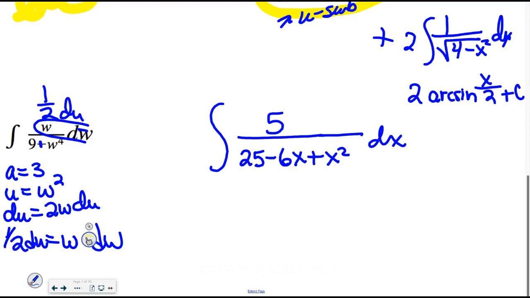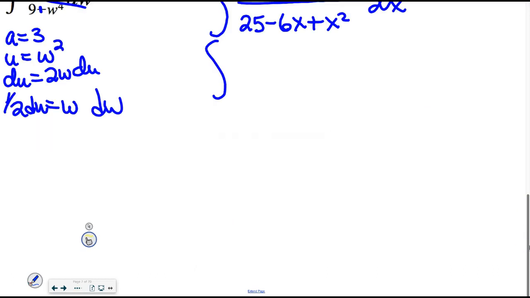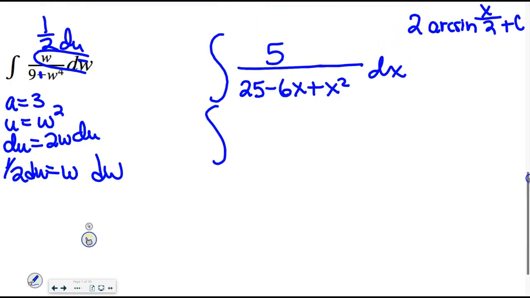Let u be the inside function. There isn't one. Let u be the denominator, negative 6 plus 2x. That's certainly not a 5 dx, so I'm stuck. Well, keep in mind the only other thing you know right now is the inverse trig stuff, which means the denominator perhaps can look like a squared plus u squared, and maybe I can pass off to arctan. But in order to do that, I'm going to do one of your favorite things ever, which is completing the square.